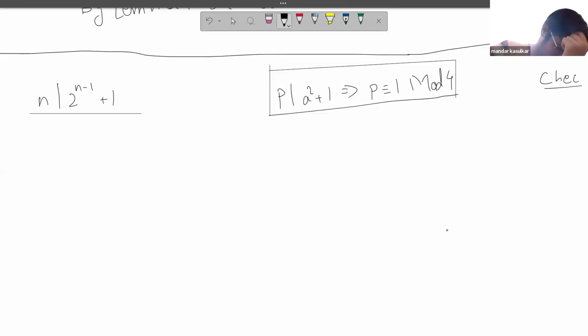Wait, how? Won't you need a little bit of quadratic residues to prove this? No, you just say a raised to 4 is congruent to 1 mod p, and then you do order stuff. And so you get 4 divides p minus 1. That makes sense.